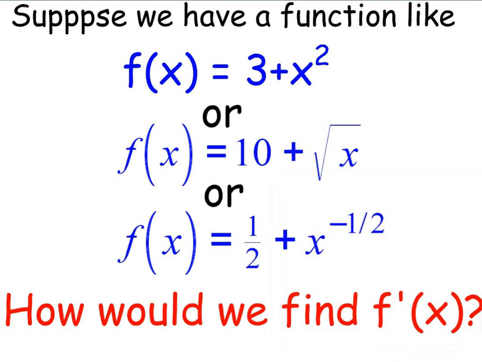Okay, now that we've learned several rules in derivatives, let's move on to the sum rule. Meaning when you add two different things, what's the derivative of that? For example, f of x equals 3 plus x squared. f of x equals 10 plus square root of x. f of x equals 1/2 plus x to the negative 1/2. We're adding different terms. The real question is, what's the derivative of these things? Okay, how would we find f prime of x?